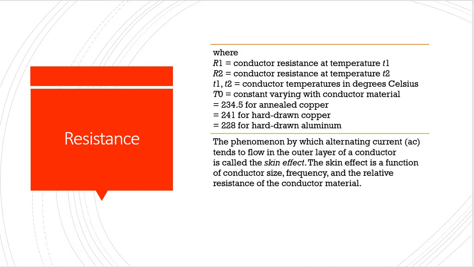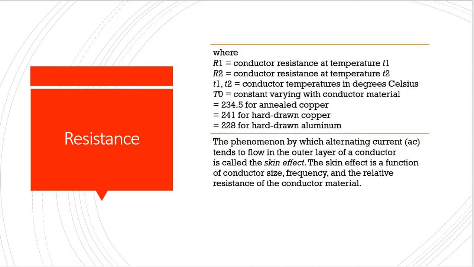If we consider annealed copper, it has different parametric values compared to hard drawn copper or hard drawn aluminium. Here I have mentioned some values: 234.5 is the value of T naught for annealed copper, 241 is the value for hard drawn copper, and likewise 228 is the value of T naught for hard drawn aluminium.